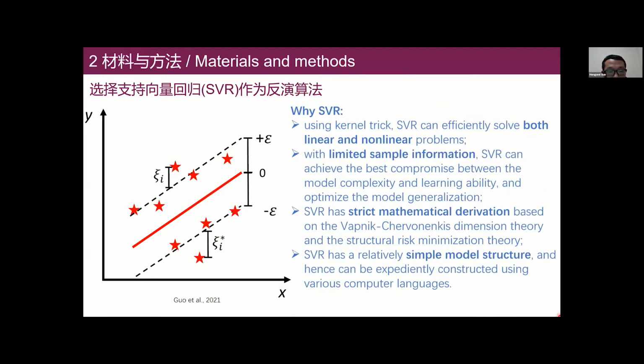One of the most concerned machine learning models, the support vector regressor, was chosen to fit the correlation between DO measurements and remote sensing reflectance, land surface temperature, and sampling coordinates. The reasons are mainly, first, SVR has a strict mathematical derivation, and SVR also has a relatively simple model structure and hence can be constructed using various computer languages.